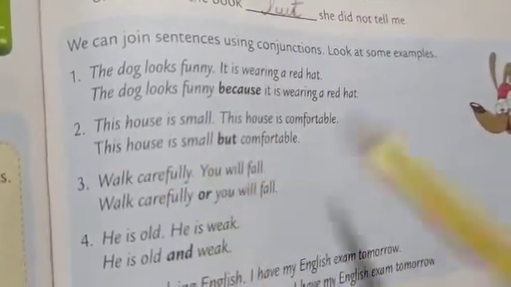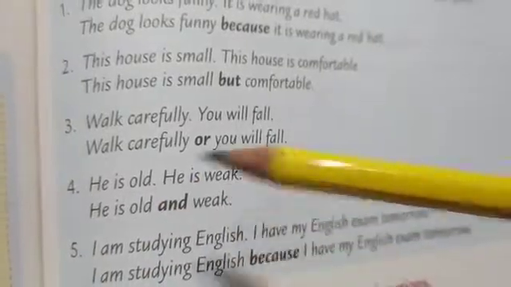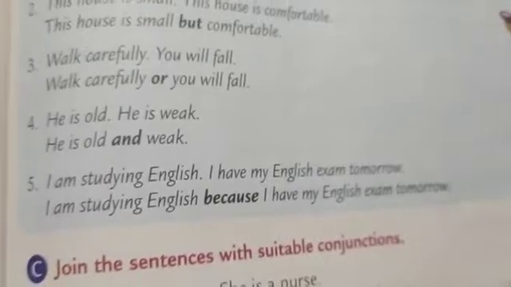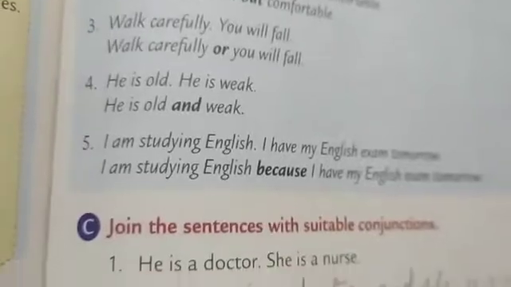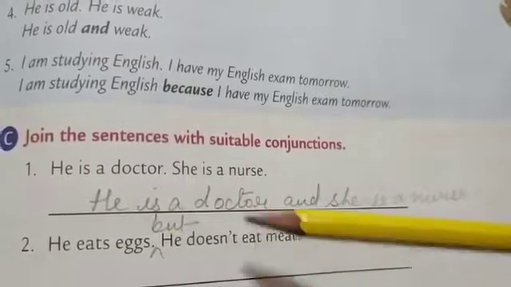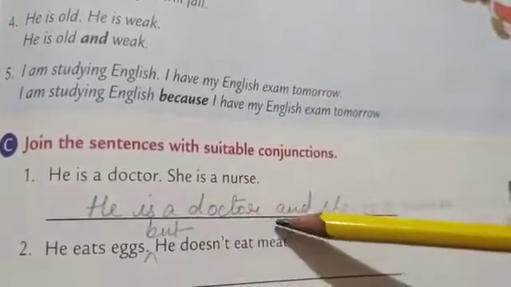Walk carefully, you will fall. Walk carefully or you will fall. He is old, he is weak. He is old and weak. I am studying English. I have my English exam tomorrow. I am studying English because I have my English exam tomorrow. So we will do: he is a doctor and she is a nurse. He eats egg. He doesn't eat meat. He eats egg but not meat.